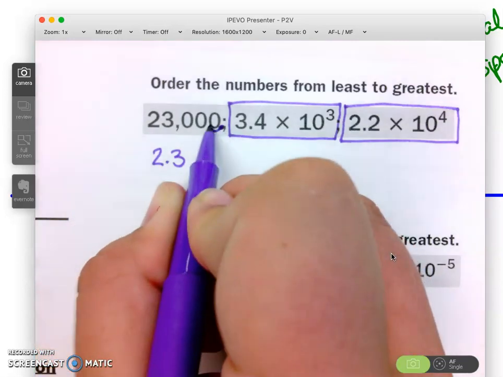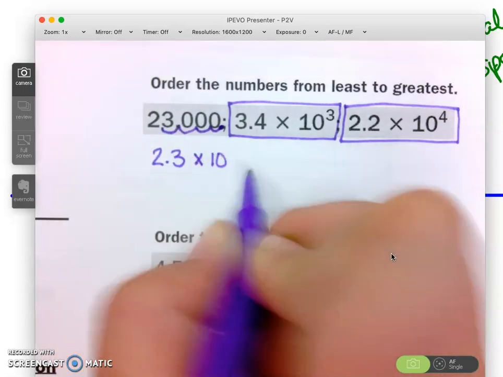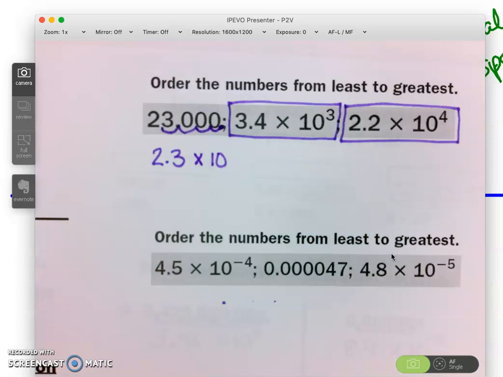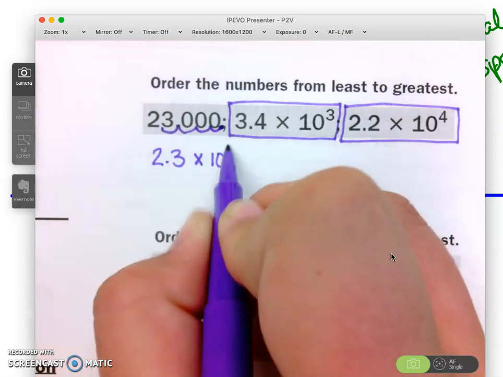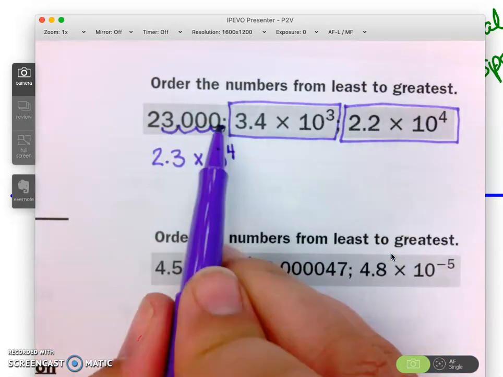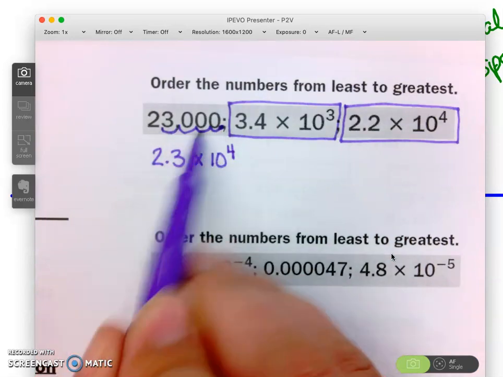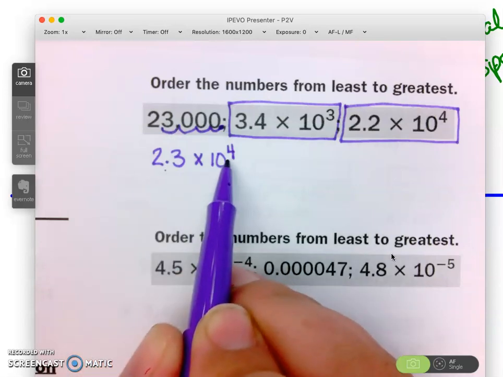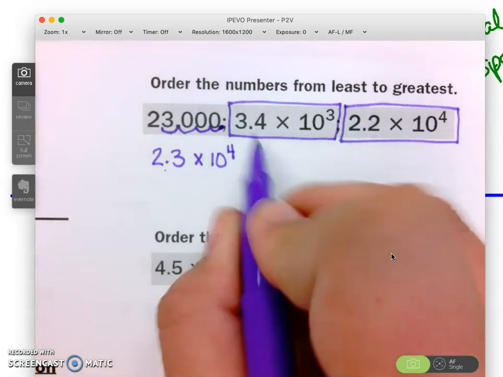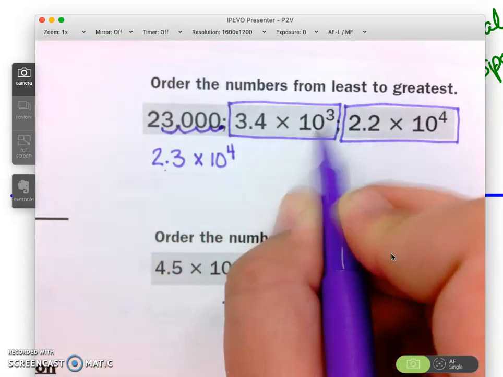And I move it 1, 2, 3, 4. So it's going to be times 10. Now, again, sometimes I forget if it should be negative or positive. Well, this is a bigger number, so this is going to be a positive. Or I like to think I'm making 23,000 into 2.3, so I'm making this number smaller, so I have to make this number bigger.